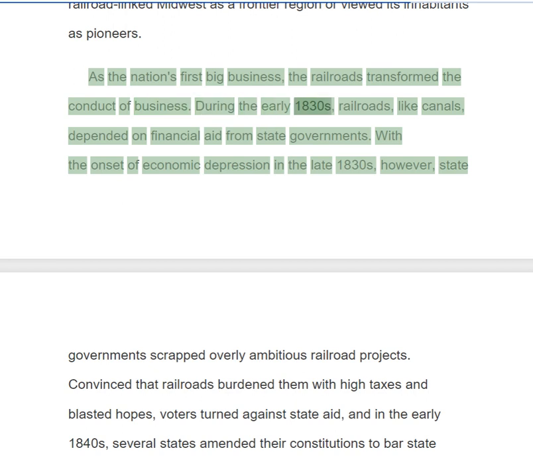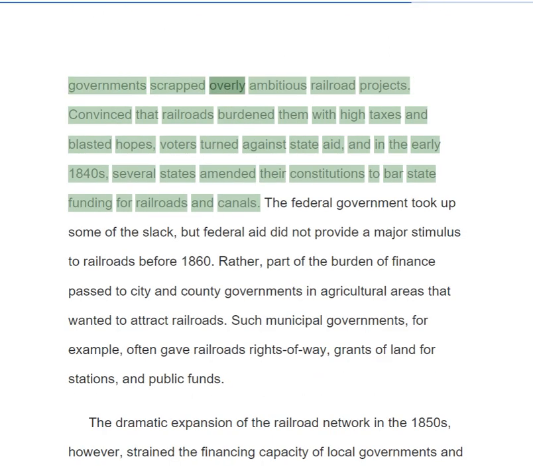During the early 1830s, railroads, like canals, depended on financial aid from state governments. With the onset of economic depression in the late 1830s, however, state governments scrapped overly ambitious railroad projects. Convinced that railroads burdened them with high taxes and blasted hopes, voters turned against state aid, and in the early 1840s, several states amended their constitutions to bar state funding for railroads and canals.